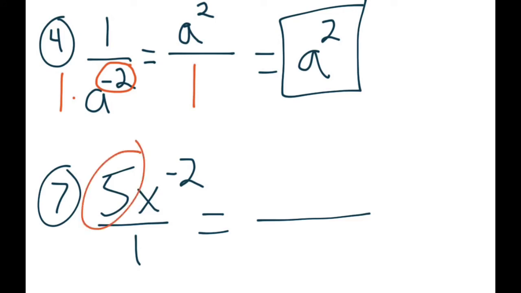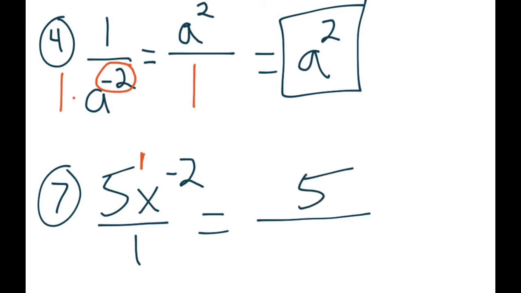So looking at the 5 here first. The exponent there is actually a 1. We just don't write it there. It's not the negative 2, it's only the 1. It's technically there, we just don't write it. So that's a positive 1, though. So the 5 is going to stay on the top. It does not get to travel.